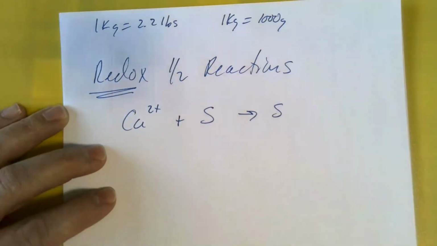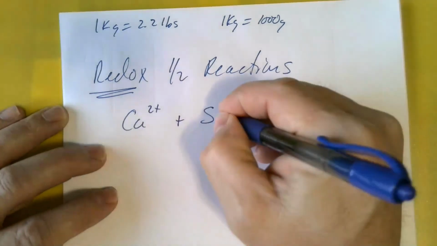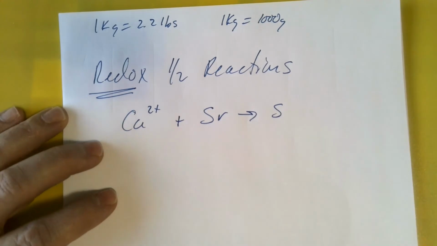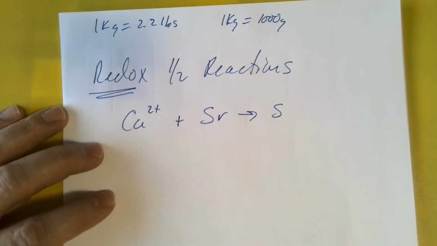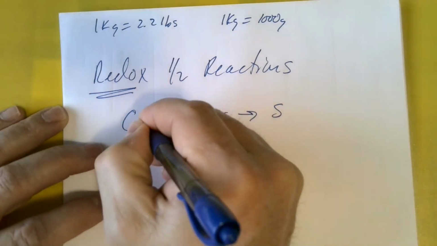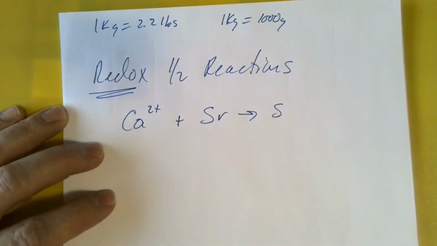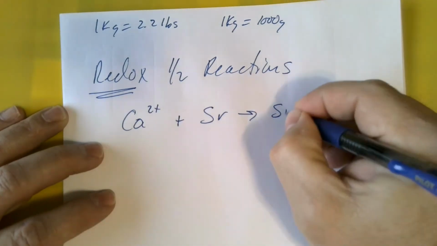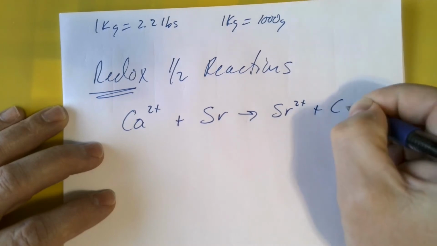No, I don't want to do that. Oh, and I forgot my whiteout. Let's go strontium. Is strontium a 2 positive? Is strontium below calcium? Yeah. Okay, so this will work. So let's go calcium plus strontium yields strontium 2 positive plus calcium.